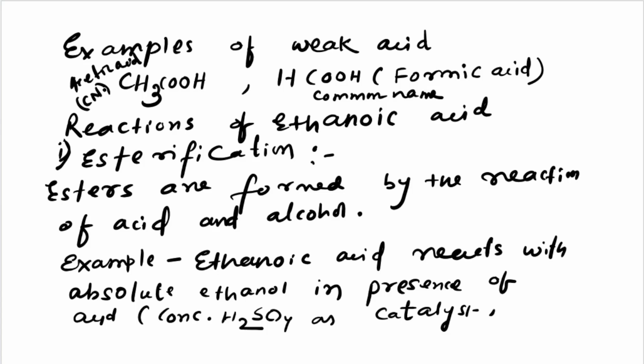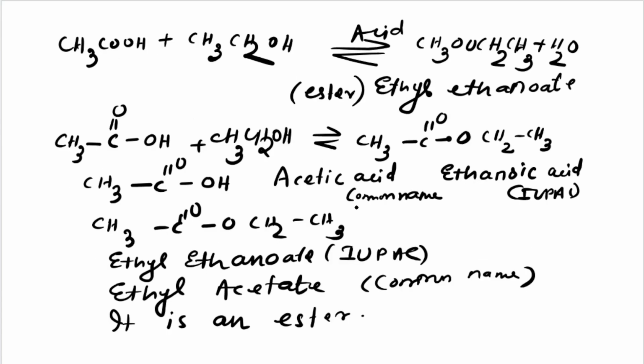First important is esterification. Esters are formed. You should know the conditions, how esters form by the reaction of acid and alcohol. Acid and alcohol, and here you take one catalyst. Ethanoic acid reacts with absolute ethanol in the presence of concentrated sulfuric acid, which also acts as a catalyst. Then what happens in the reaction?